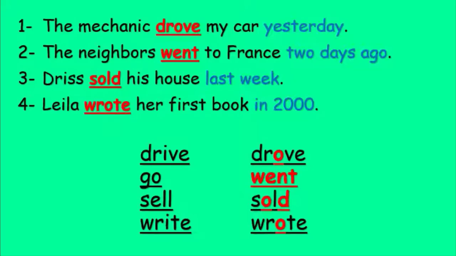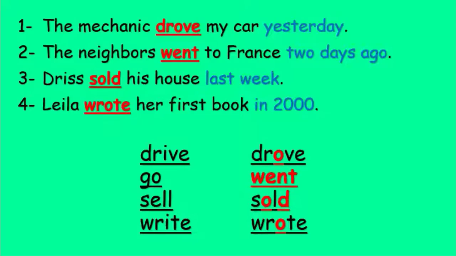How do we know that these sentences are in the past? There are time expressions that refer to the past. Yesterday, 2 days ago, last week, in 2000. How do we know that the verbs are in the past? There is no ED at the end. Why? Because these verbs are not regular, they are irregular.